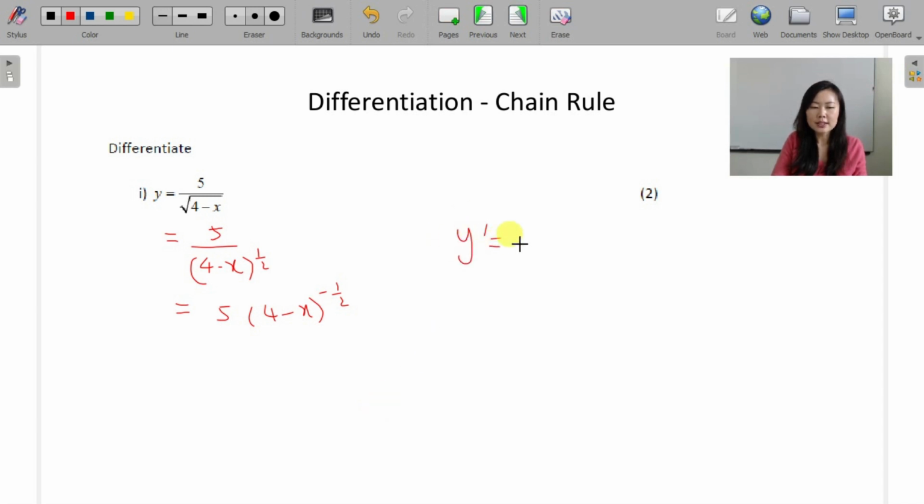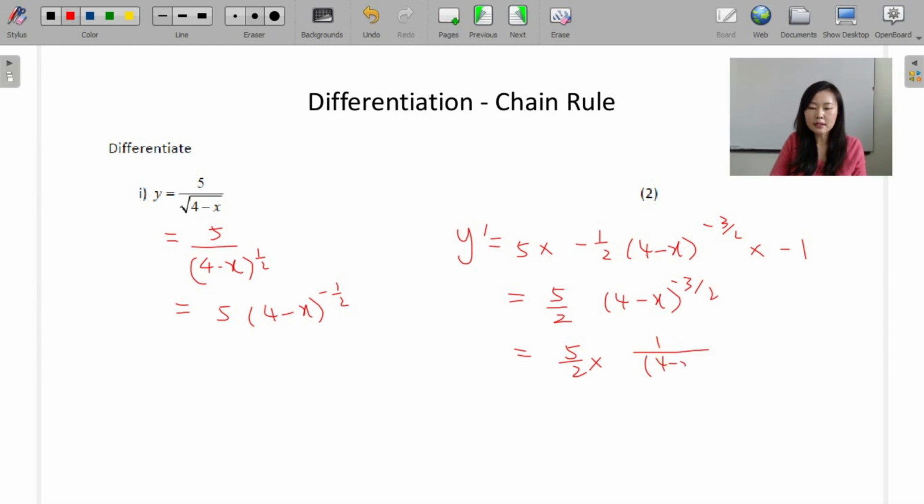So y dash is equal to, you bring the power down, subtract the power by 1, multiply by the derivative of the inside. All right, so that's the first level. So that minus a half times minus 1 is positive, so I'll just write it as 5 on 2. All right, and you know me, I don't like my negative indices, so let's change it back. Now you can leave it like this, that's perfectly fine.